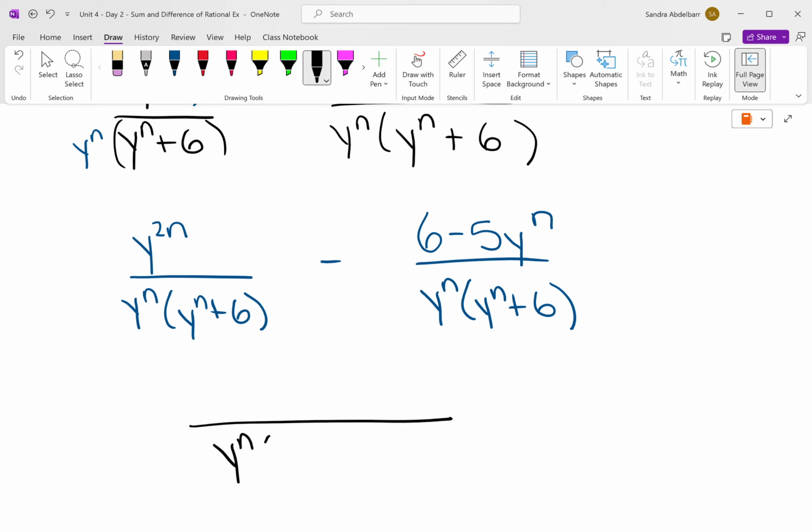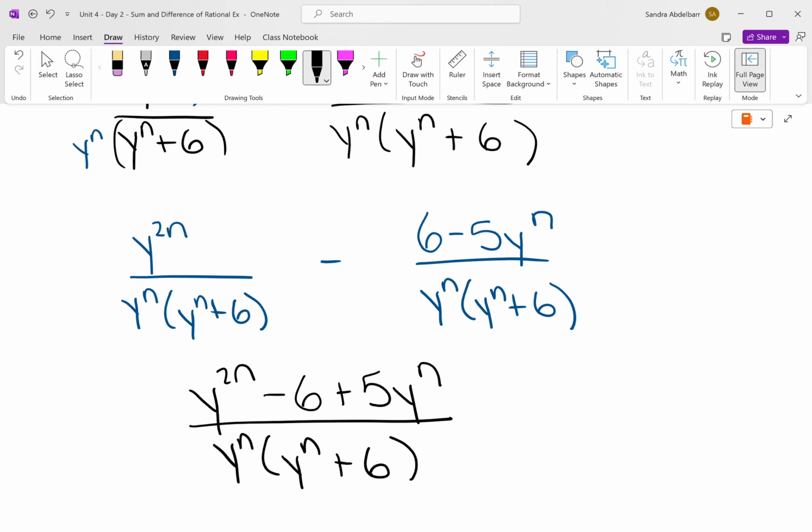Okay, so now we have our common denominator. And I'm going to have y to the 2n. Are you guys okay if I just distribute that negative right away? Everybody okay with that? All right, so we will have a negative 6 plus a positive 5y to the n.